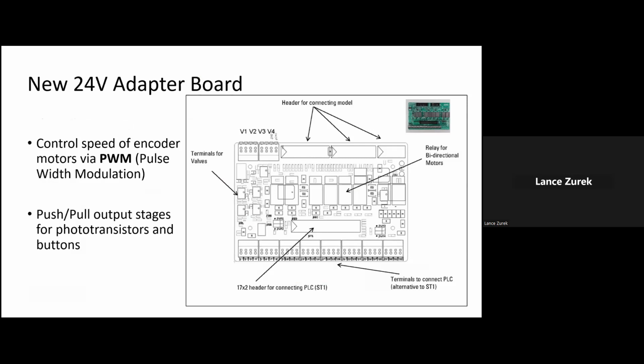These, of course, ship as part of the assembled training factory and are connected to the PLC via terminals. Now, among other things, the latest generation of adapter boards allows the speed of the encoder motors to be controlled via PWM, also known as pulse width modulation, and they also have push-pull output stages for phototransistors and for buttons.